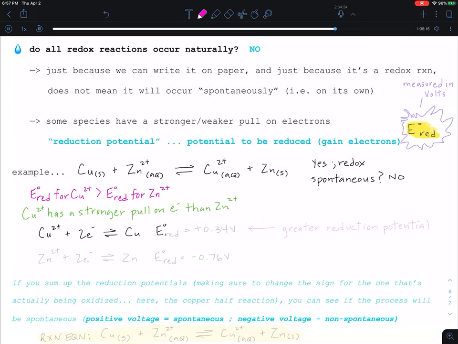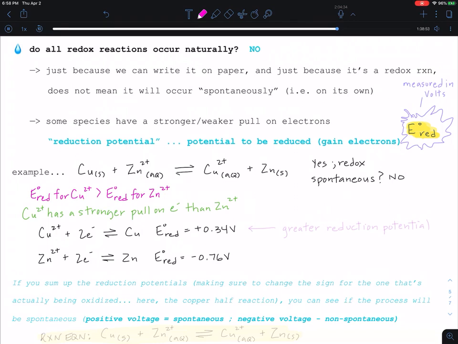The power behind this is positive 0.34 volts. Zinc, on the other hand, adding 2 electrons, right? So reducing that zinc 2 plus to zinc 0. The reduction potential under standard conditions for that is negative 0.76 volts. Not particularly awesome, right?